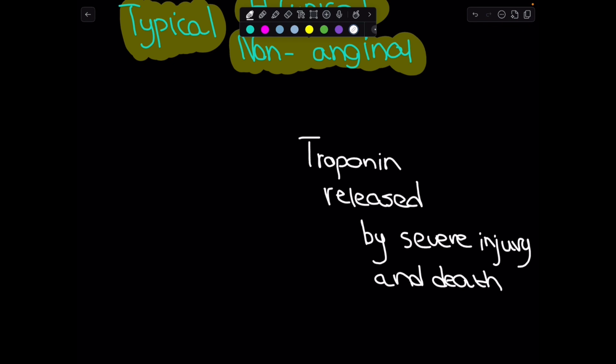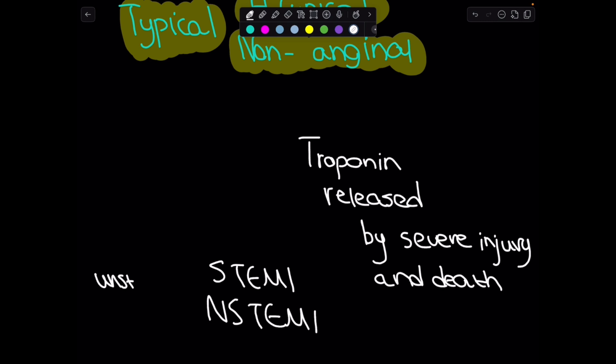But it's not released in unstable angina, and I don't understand why. Also, before I asked you and you said I got confused. Regarding STEMI and NSTEMI, it sounds to me more likely that with unstable angina, I will have STEMI rather than NSTEMI. Is this true? And it seems to me more likely that in stable angina, I will have STEMI. Sorry, I will have the NSTEMI more likely than STEMI.